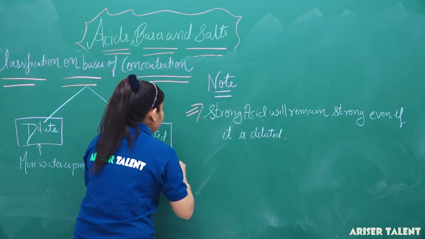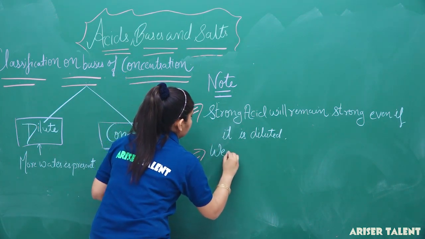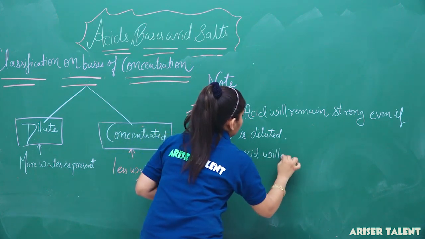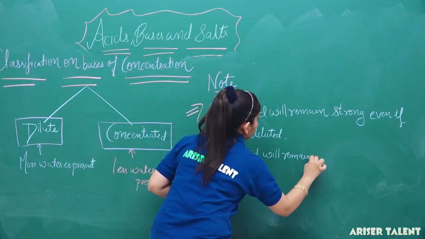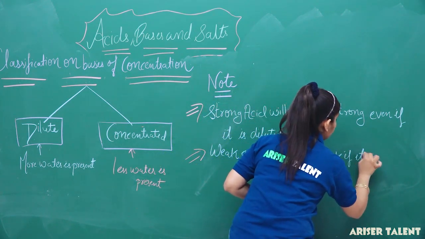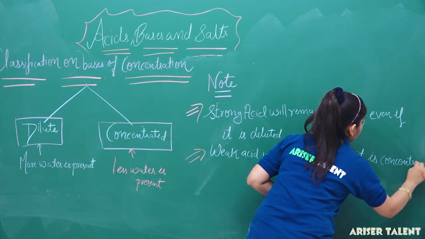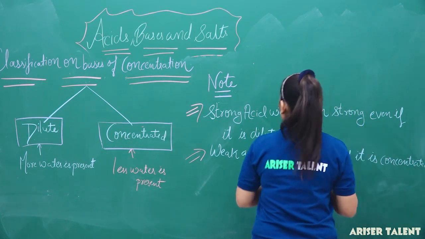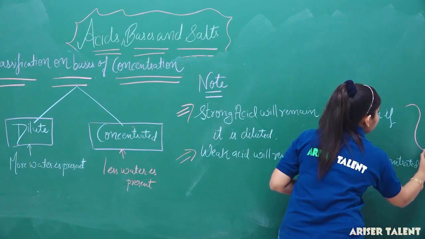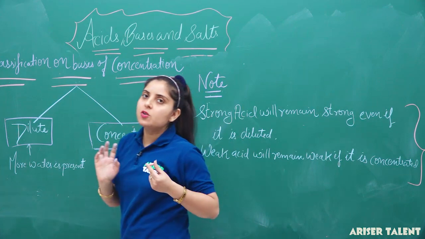And weak acid will remain weak if it is concentrated. So we have concluded the 2 points from here, that is the strong acid will remain strong if it is diluted and the weak acid will remain weak if it is concentrated.